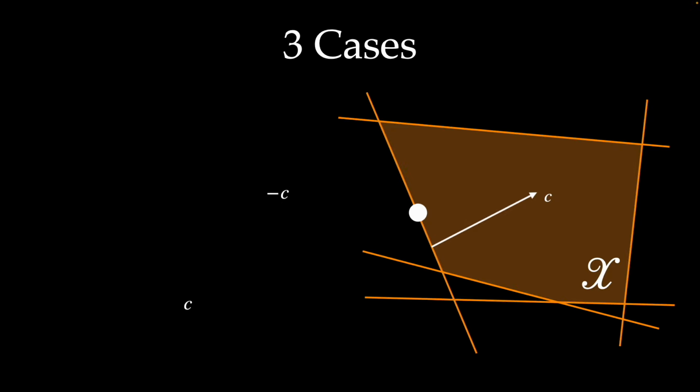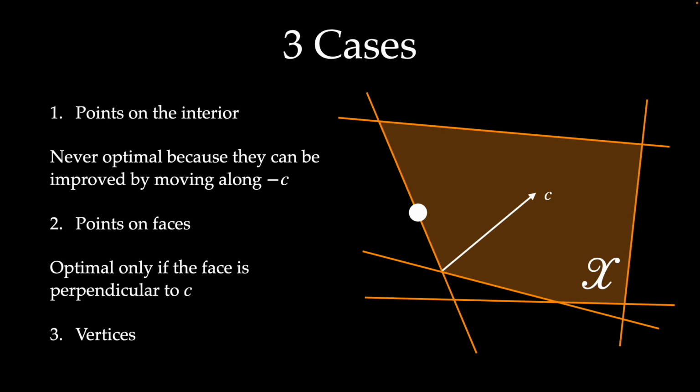The third case that we want to consider is when we have a vertex point. Depending on the orientation of the C vector here, different vertices could be optimal. In this case, the point we've shown here is going to be the optimal solution. The reason for that is if we want to move in the negative C direction, there's nowhere else that we can go. This is the farthest point that we can go and still be inside of the feasible set here.